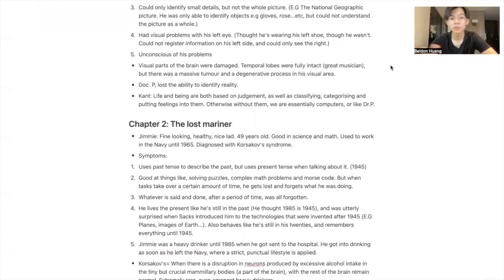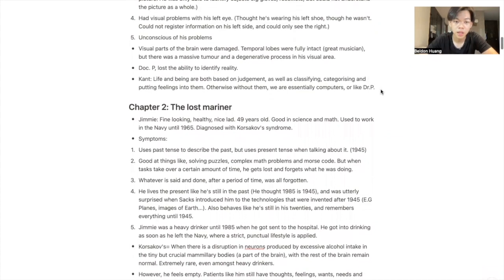And for Dr. P, Sachs stated that visual parts of the brain were damaged and temporal lobes were fully intact, which explains why he was such a great musician. But there was a massive tumor and a degenerative process in his visual area. And Dr. P, in general, had lost the ability to identify reality. As Kant says, life and being are both based on judgment, as well as classifying, categorizing, and putting feelings into them. Otherwise, without them, we're essentially computers, like Dr. P.